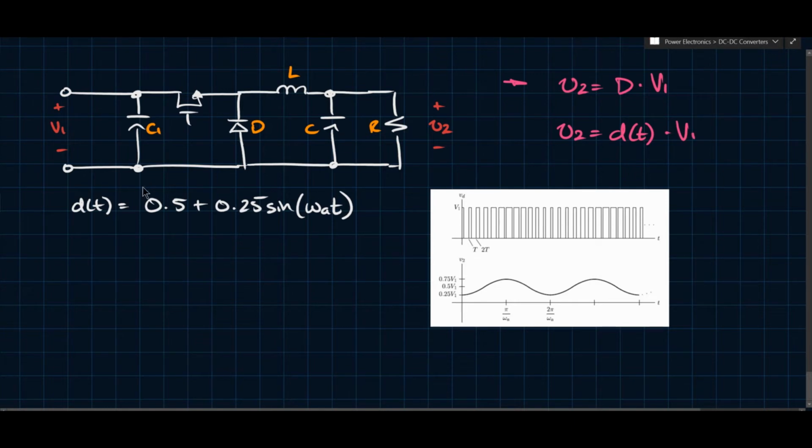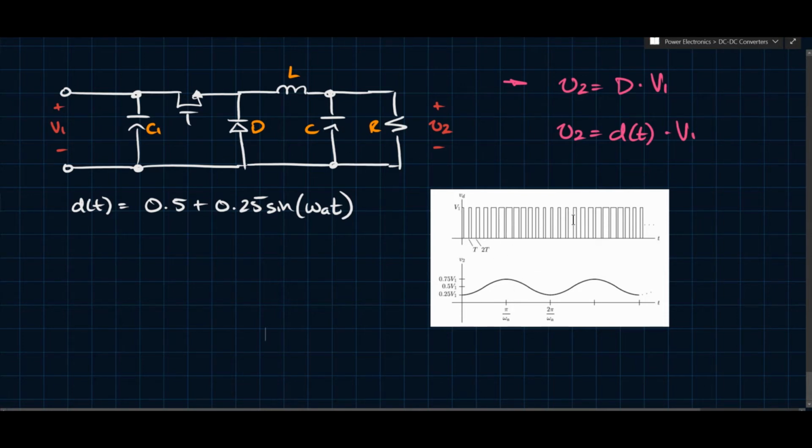So D of T, for instance, at that point in time, you can evaluate it and it'll be something. So if T equals pi over omega A, the omega A cancels, right? You end up with a maximum here, and that's 0.75 because that's 0.5 plus 0.25. So if you have that here, then you see that this is the largest pulse width that you can have. And so this continues, right? And so again, we see that now you can create V2.